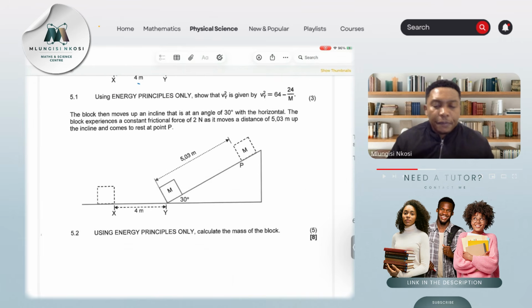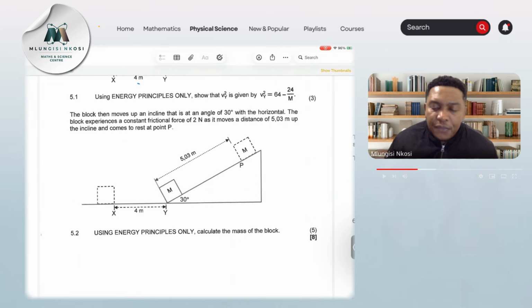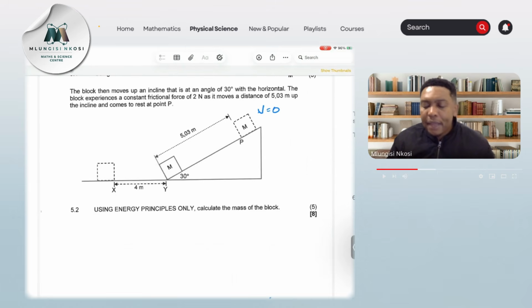They say the block then moves up an incline that is at an angle of 30 degrees with the horizontal. The block experiences a frictional force of 2 newtons as it moves a distance of 5.03, right, up the incline and comes to rest. Now, I note that it will come to rest at this point. Okay, they say using energy principles only, calculate the mass of block M.